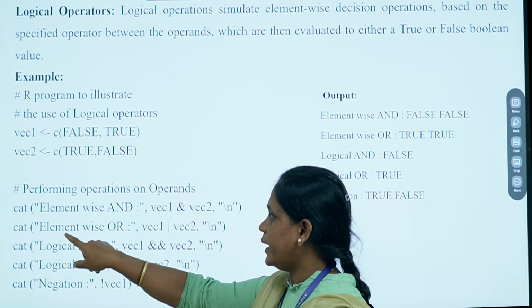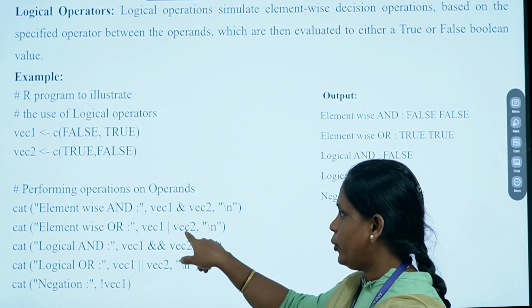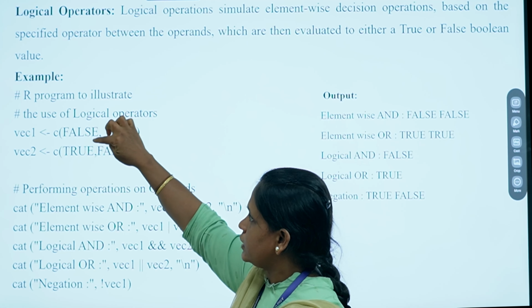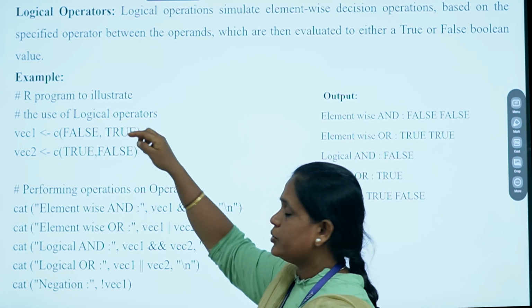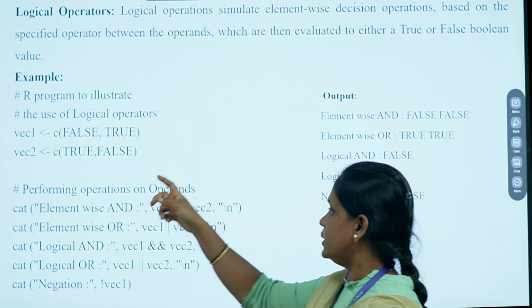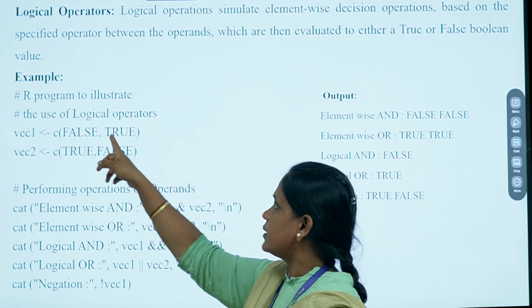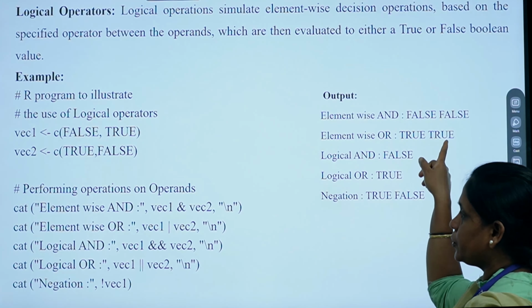Similarly for element-wise OR, again it is vector 1 and 2. Again it goes element-wise. If either one of the operands is true, it will lead to a true output. So in this case both will be true.